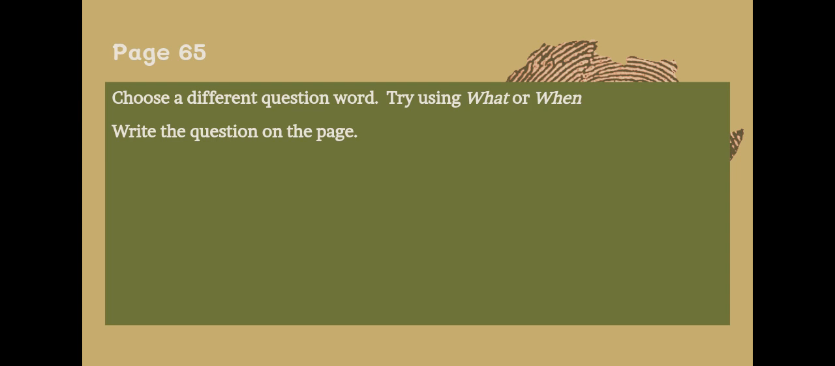Now it's time to read steps 3 and 4. Eyes ready? Pencil ready? Let's begin. Let's ask more questions. Turn to page 65 in your student book. It will be more difficult, but use a question word that you haven't used yet. Try using where or is or are. Write the question on the page. Be prepared to answer the questions out loud.